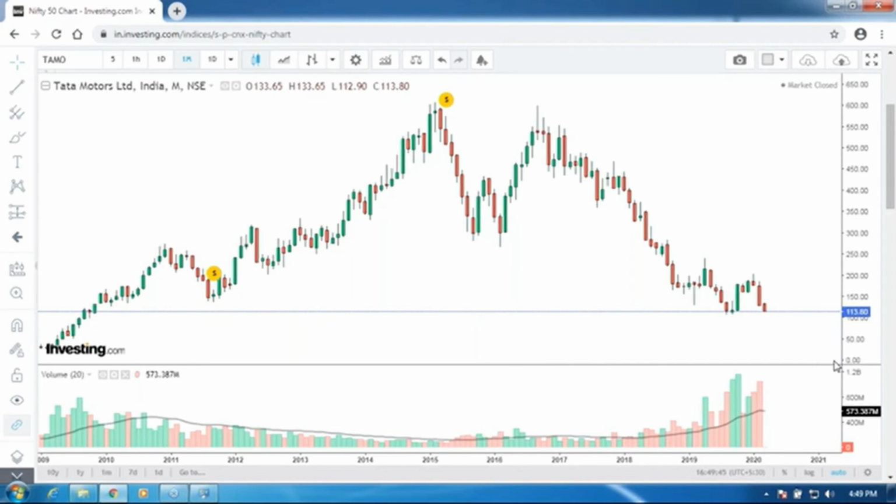So it's about the right entry point. If you entered at the right moment and exit at 250, it's still not a bad deal. And if you had exited at 250, it's half that price now. People are still buying. People bought at 250, they bought at 150, they're buying at 115, but the stock continues to go down. So that's the idea.